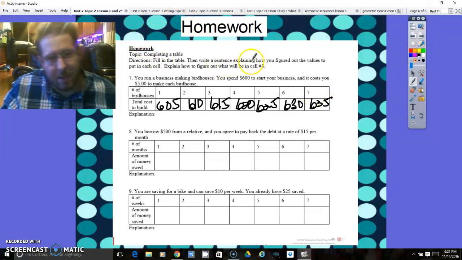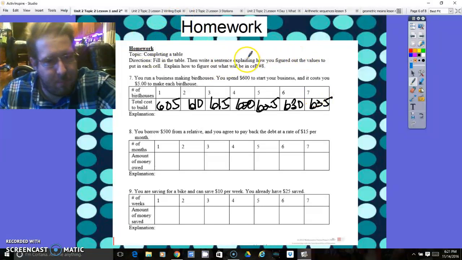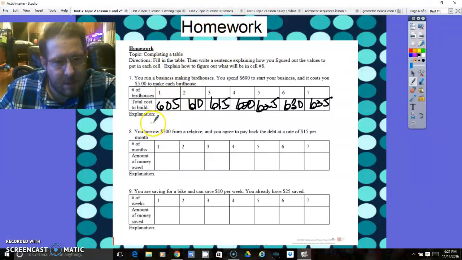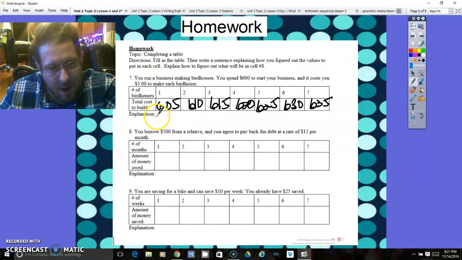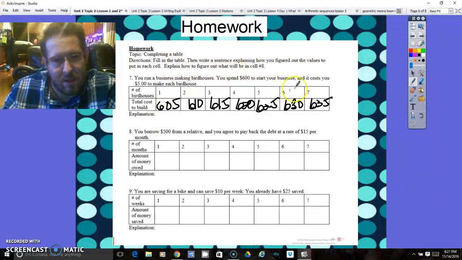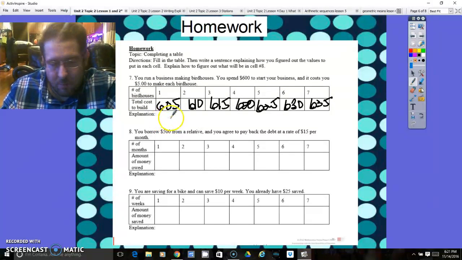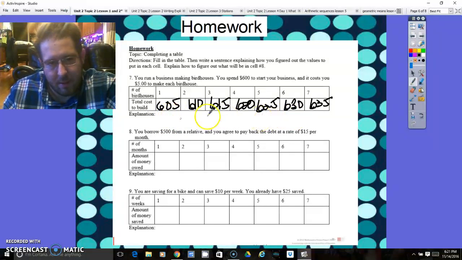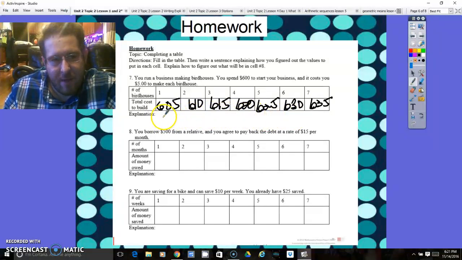So my explanation, I'm going to explain how I figured out the values I put into each cell. Basically, I started at $600 and I added $5 for each birdhouse. Explain how you figured out what cell number 8 was. So I could write a recursive or an explicit formula which would solve that. So I would write literally here, I added $5 after $600 for each birdhouse. That's literally what you would have written.